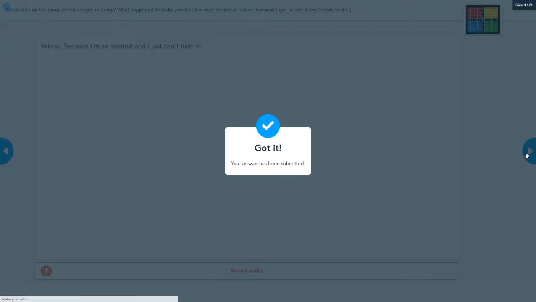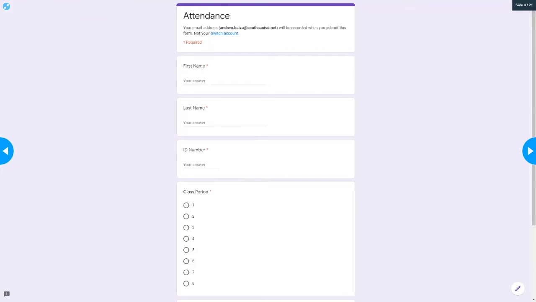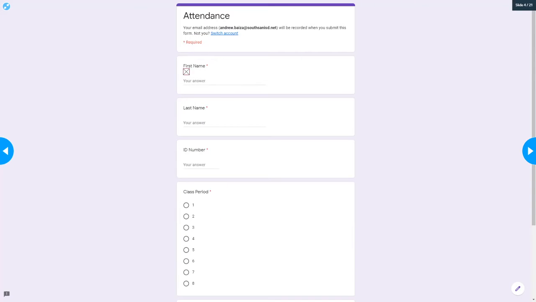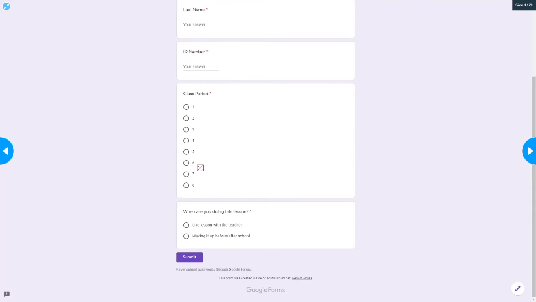Now let's go to the next slide. This is your attendance sheet to let me know that you completed the work. It's also going to help us keep track of who is doing the work to keep attendance. You put your first name, last name, student ID, your class period, and whether you are doing this makeup after school or before school. If you missed the lesson, you can do it again on your own. Then you click submit, and we go to the next slide.